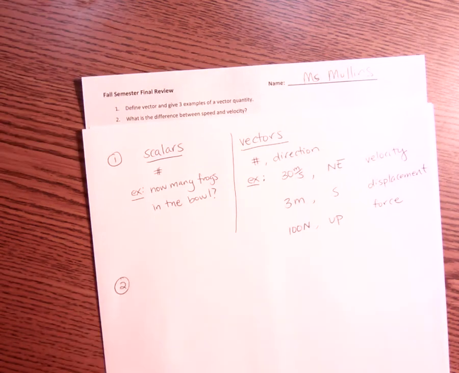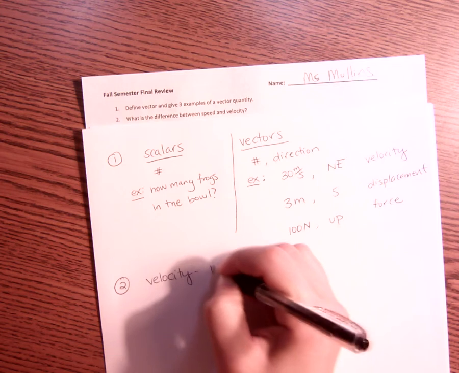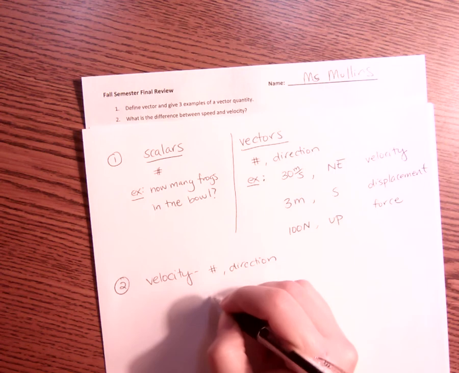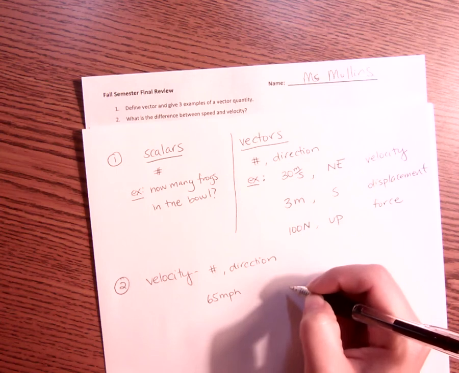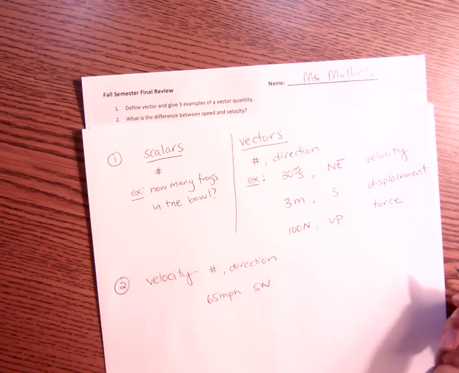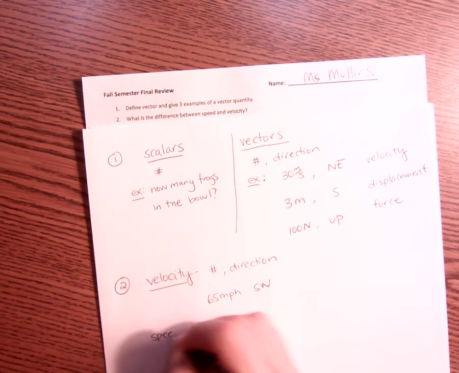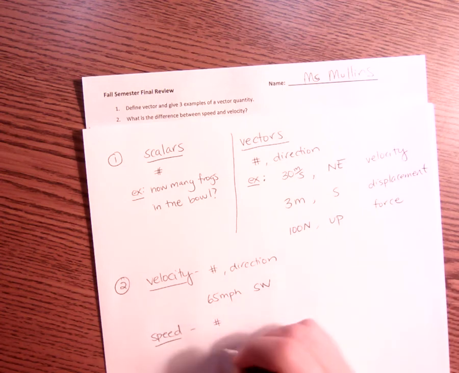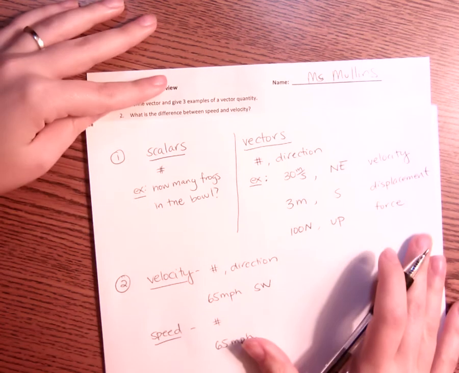Number 2 says, what is the difference between speed and velocity? Well, we just said velocity has a number and a direction. An example would be 65 miles per hour southwest. That would be a velocity. Speed, on the other hand, just has the number part. It just tells you how fast you're going. So my example here would just be 65 miles per hour. All right, number 3.